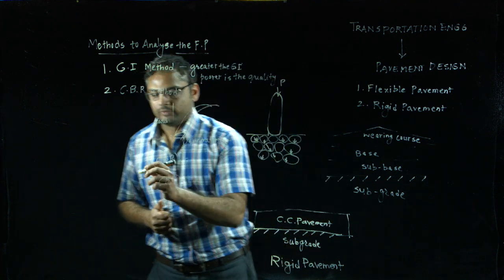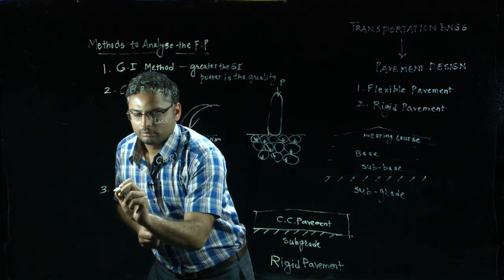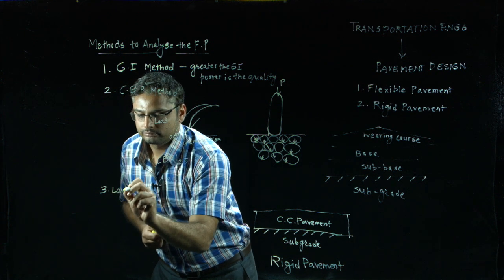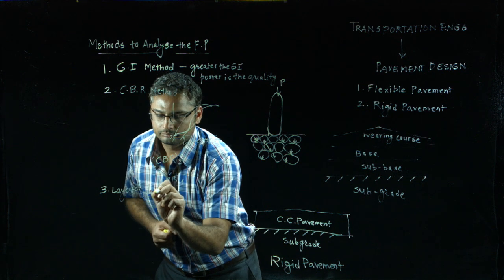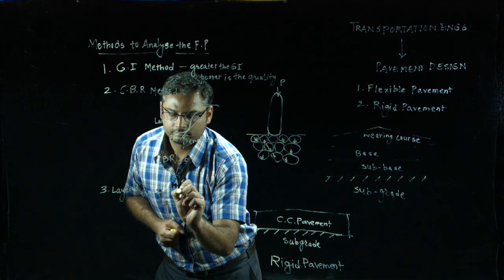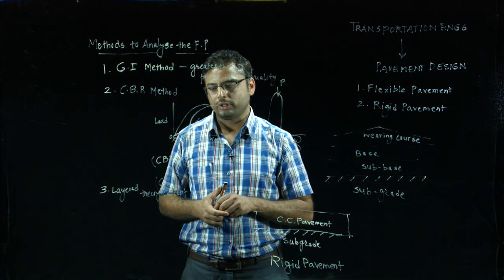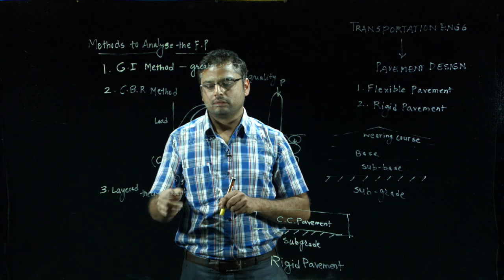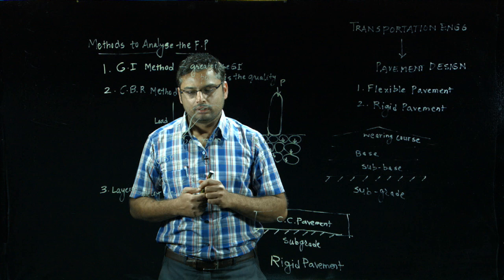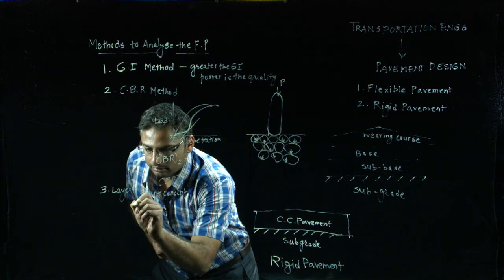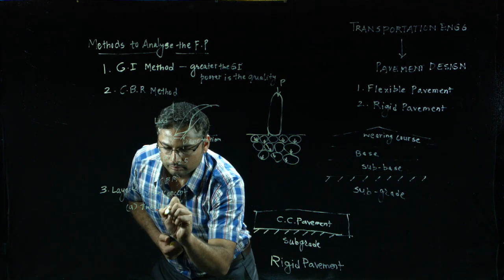The third method we can use is the layered theory concept. In this layered theory concept, we assume our flexible pavement has only two layers. It is called the two layer theory.